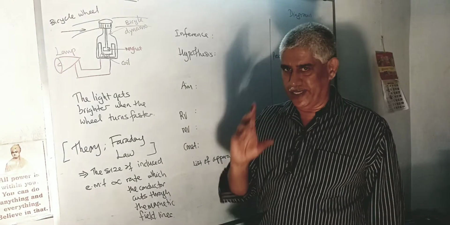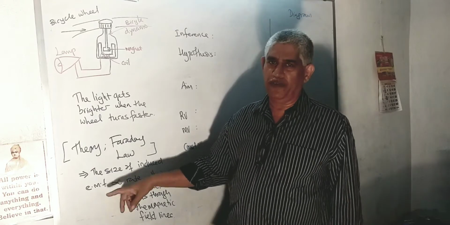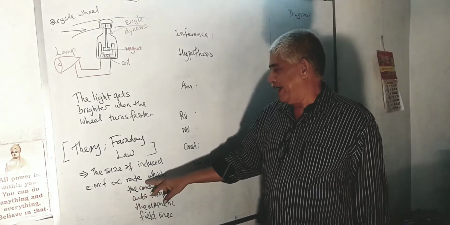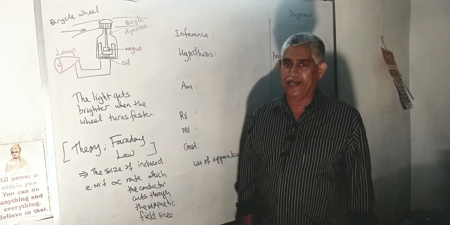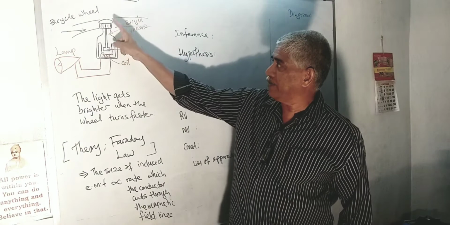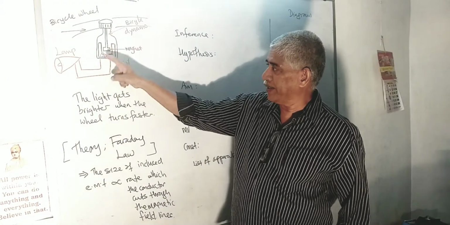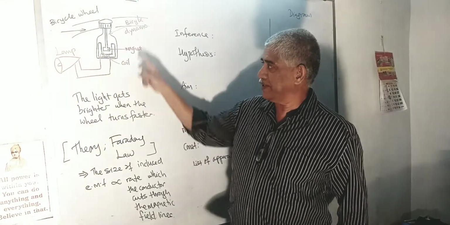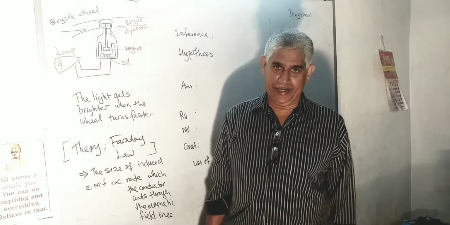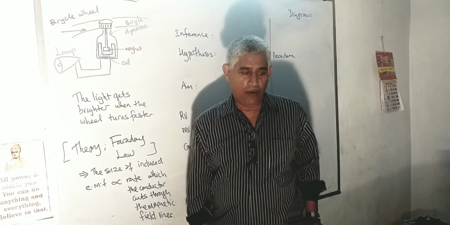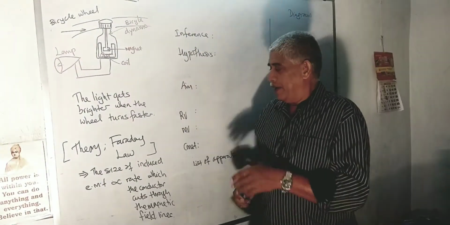What Faraday's law says is that the size of the induced EMF, electromotive force or current you can say, is directly proportional to the rate at which the conductor cuts through the magnetic field. As you can see here, as the head of the dynamo rotates, this is the magnet connected. So as the magnet rotates faster and faster, as the wheel rotates faster, the coil cuts the magnetic field and the bulb gets brighter. So this is basically Faraday's law, but Faraday's law is very general. It is just saying that.